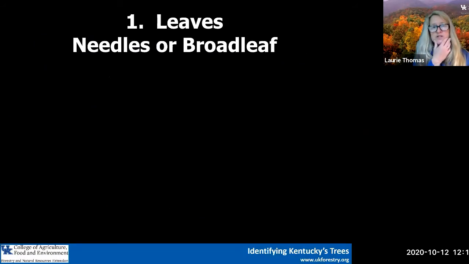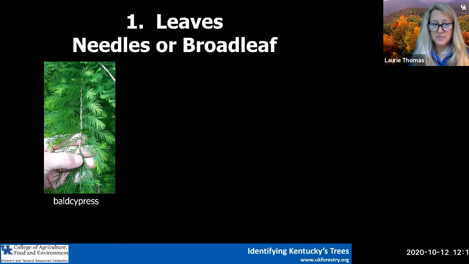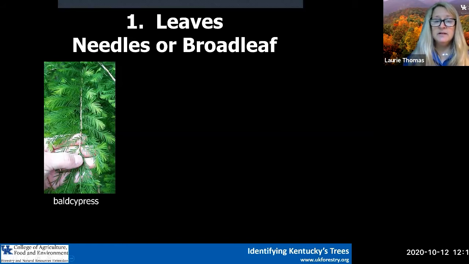Okay, so when we're using a tree key, the first characteristic it's going to ask us about is, does that tree have needles or does that tree have broad leaves? So for our needle trees, bald cypress would be an example. This is the leaf of the tree. This is not the best example because this is a deciduous conifer. Bald cypress is our only deciduous conifer in the state that loses all of its needles in the fall and grows all new needles in the spring.